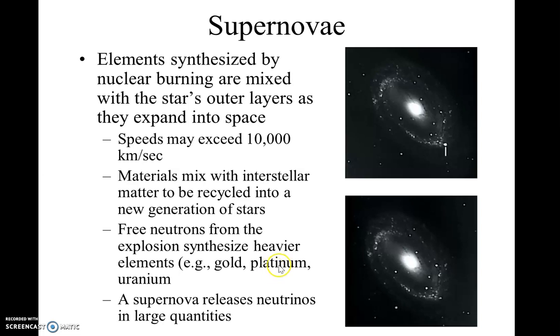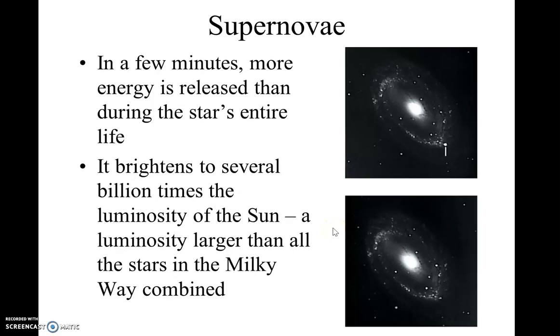Also, by the way, the supernova releases an incredible amount of what are called neutrinos. These are massless particles that travel at the speed of light. But the reason we bring that up is we can actually measure that. We can measure the amount of neutrinos that are coming. All right.